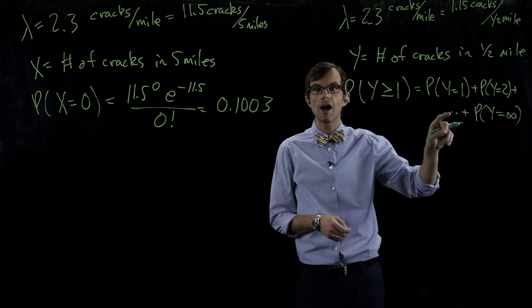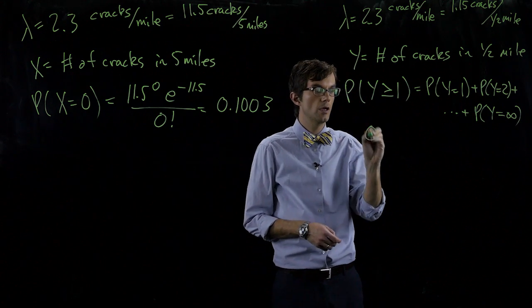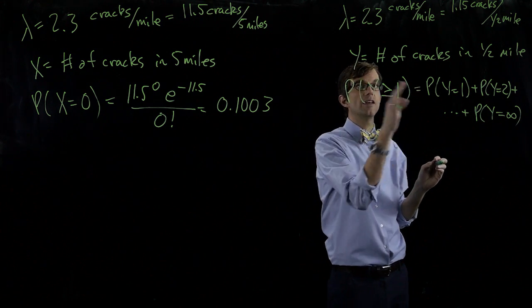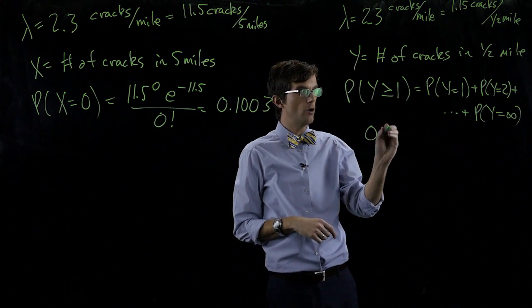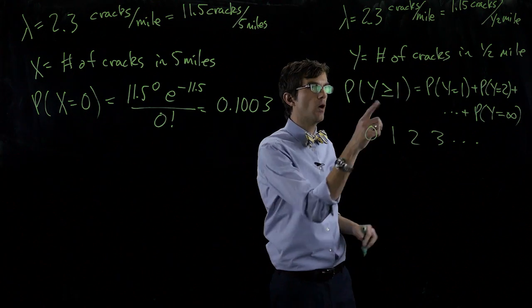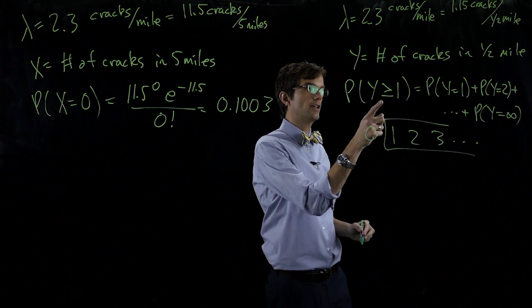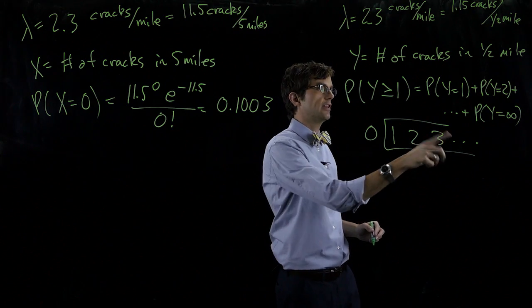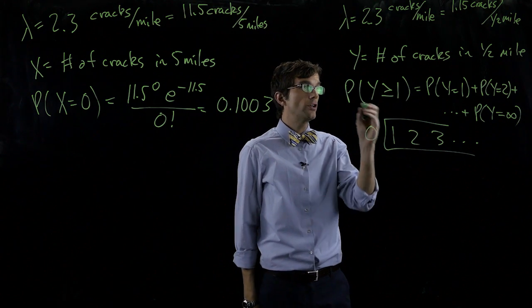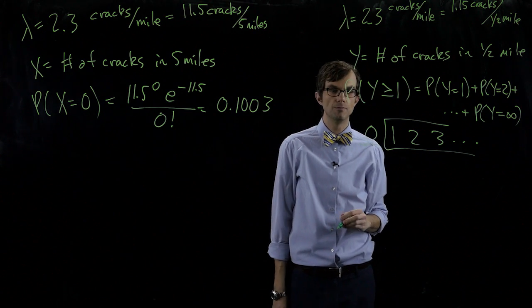You could spend a lifetime solving this problem. Or we could think of it this way. What are the possible realizations of this random variable? 0, 1, 2, 3, all the way up to infinity. And we want 1 or more. Translating this into a statement, we could solve this by taking the complement of the probability that y equals 0.